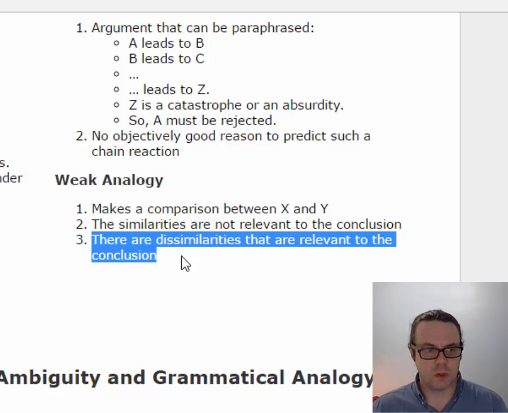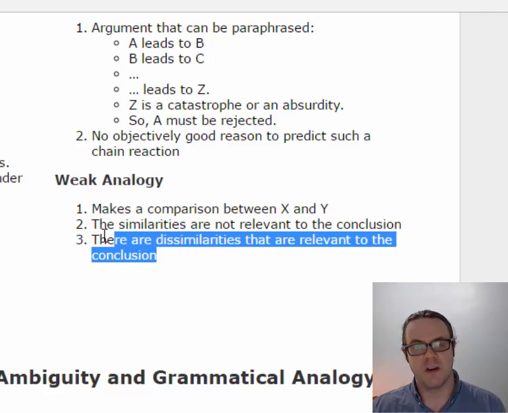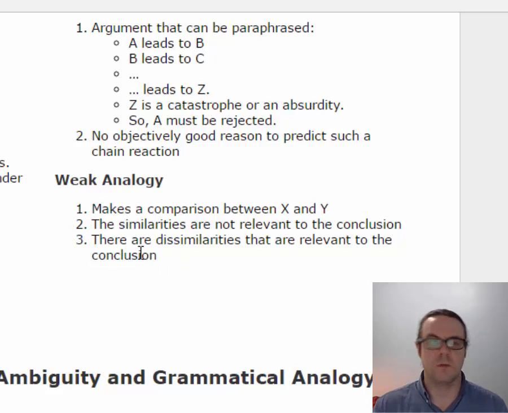So the similarity that they both fix something that's wrong is not relevant to the moral status of helping. And also there's the fact that if the doctor doesn't help, somebody dies, which doesn't happen in the case where the mechanic refuses to help. So you have similarities that aren't relevant to the conclusion, and you also have dissimilarities that are relevant to the conclusion. And so the analogy is weak.